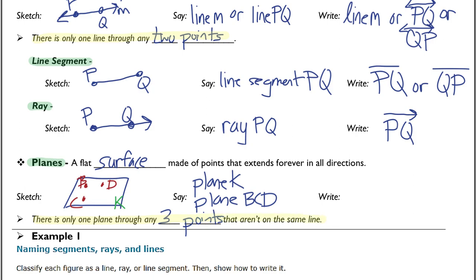So that's also a key information fact. So how do I write that? You can just write it exactly like that over here. So that is the same as how you would say it. You'd have to write plane BCD or plane K. You could actually write it as plane DCB or CBD, any way you want to arrange these letters for these points. I always like to do alphabetical.